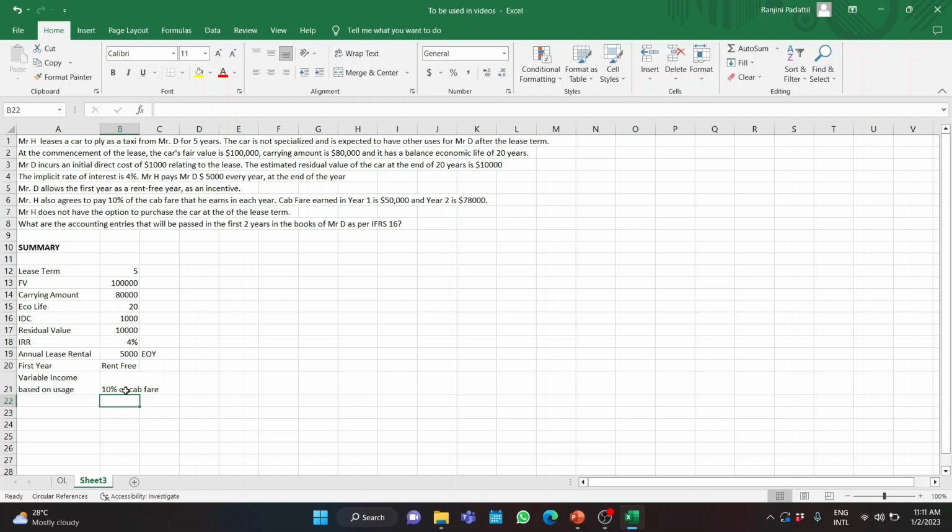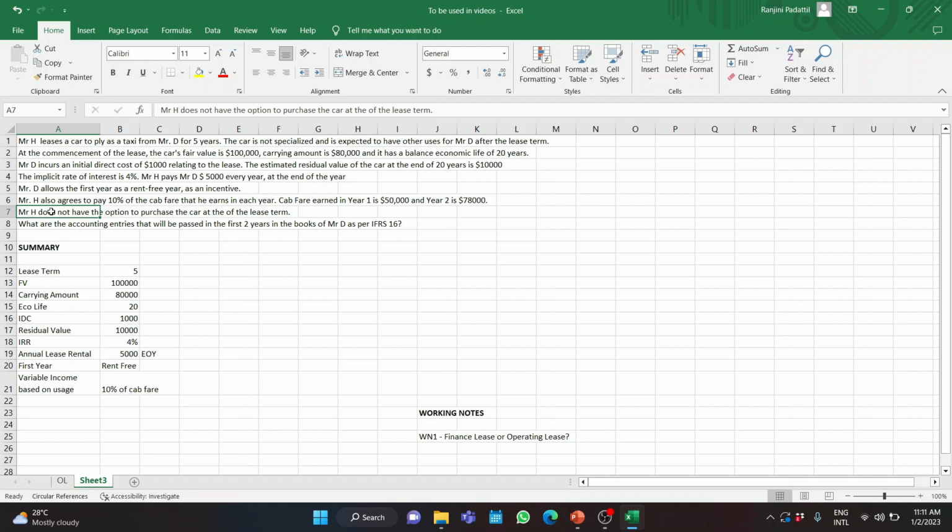Now, in any lease question for a lessor, you need to find out whether it is a finance lease or an operating lease. In our working notes, working note 1 is finance lease or operating lease. Let's look at the obvious conditions. First is that the lease term is 5 years and the economic life is 20 years. So definitely it does not cover substantially all of the economic life. We know that the car is not specialized in nature and that Mr. H can neither purchase nor extend the lease term. Therefore, all these conditions are indicators of an operating lease.